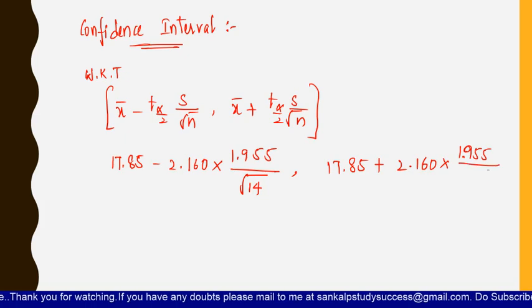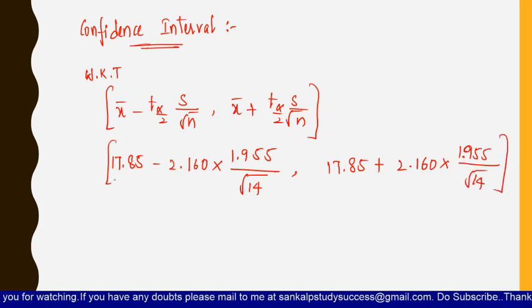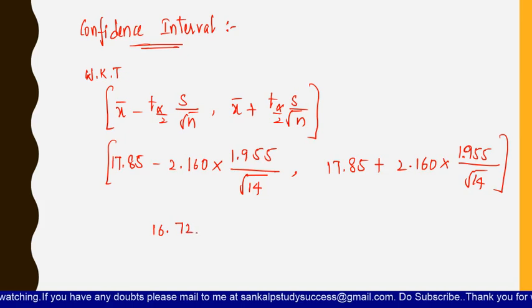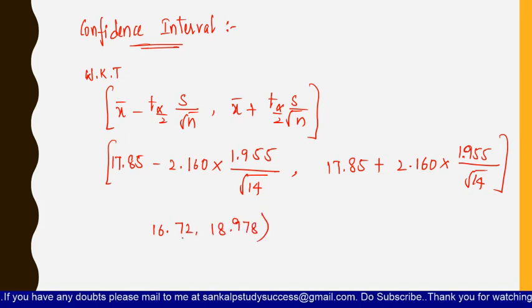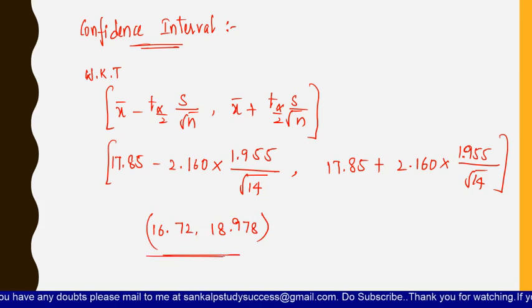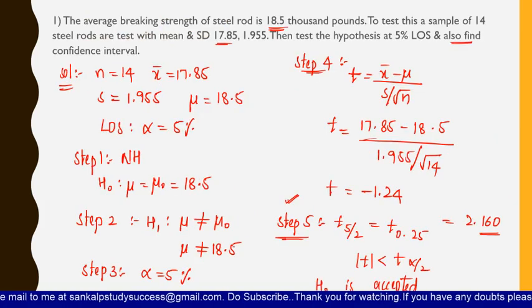1.955 divided by root 14. Now if you further simplify this, you will get 16.72 comma 18.978. So this is the confidence interval which we got for the given question. In this way you have to remember each and every formula, so that every problem will become very easy. So in this way you have to find out this problem.